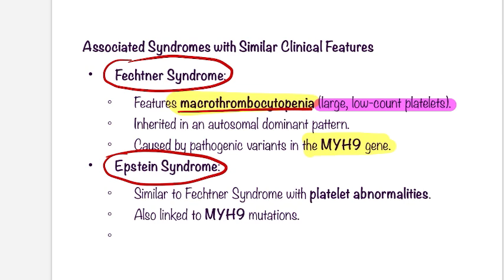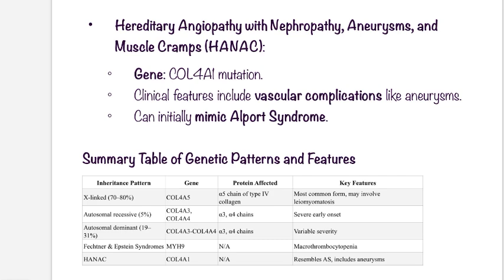So Fechner syndrome has features similar to Alport syndrome, with macrothrombocytopenia, and the gene is MYH9. The similar syndrome is Epstein syndrome, with similar-looking anomalies.